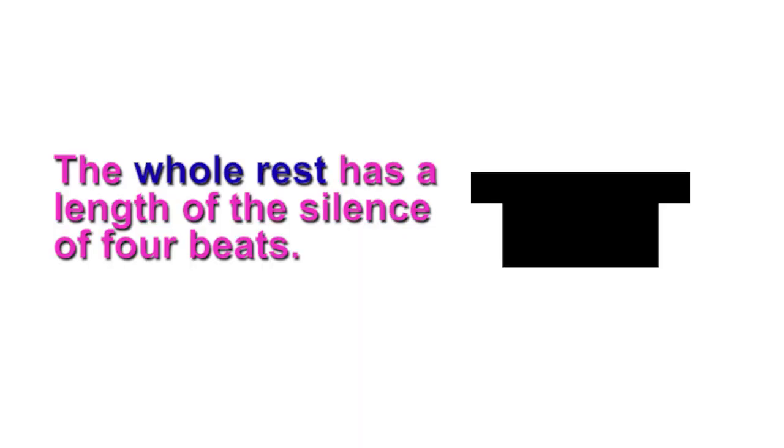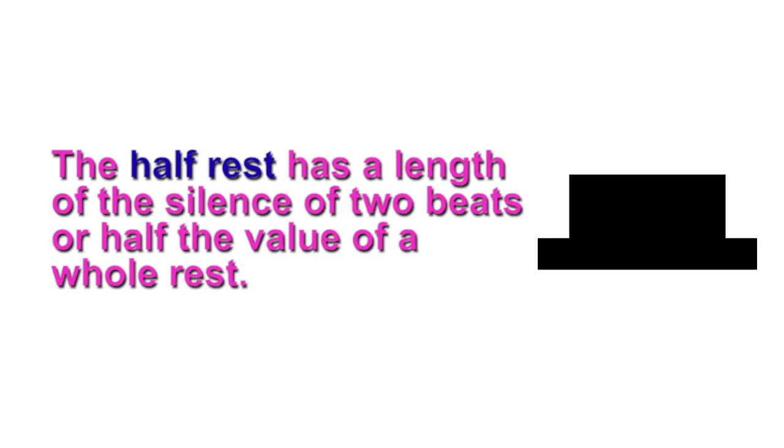The whole rest has a length of silence of 4 beats. It is represented by a rectangle placed beneath a line on the staff. The half rest has a length of silence of 2 beats or half the value of a whole rest.